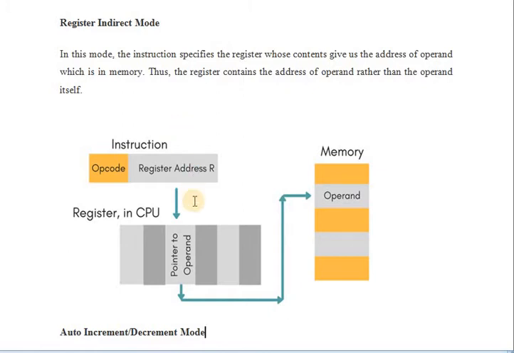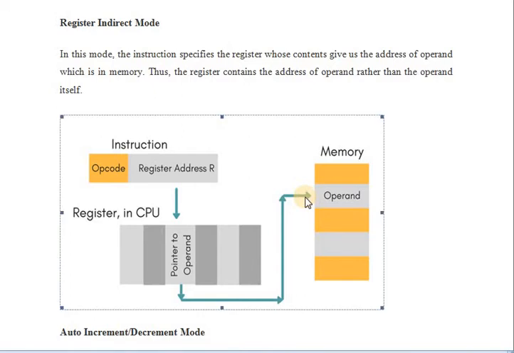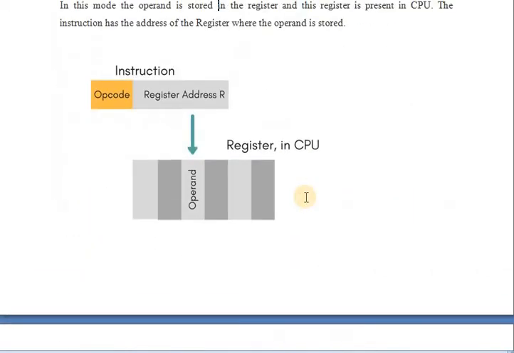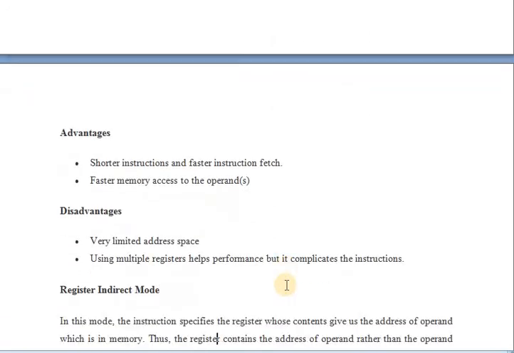See here, in the last one, the operand is present in a register, and that register is in the CPU. Here the operand is in the register, but the register holds a pointer to the operand. This is the register which points to the operand, so it is indirect; it is not directly pointed to by the instruction. In register direct mode, the instruction directly points to the register address, but here it is indirectly pointing.